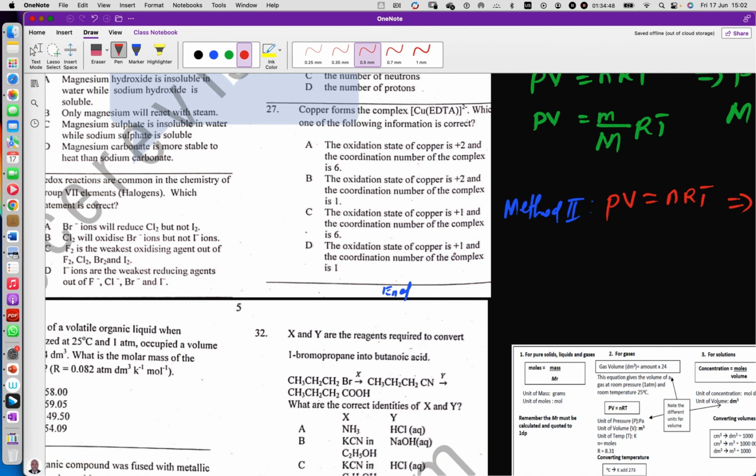Let's start with D, plus 1. No, the coordination number doesn't work here. C, the oxidation state of copper is plus, no. B, the oxidation state of copper is plus 2 and the coordination number is, no. A, the oxidation state of copper is plus 2, that's good. And the coordination number of the complex is 6, exactly. So our answer for question number 27 is A.